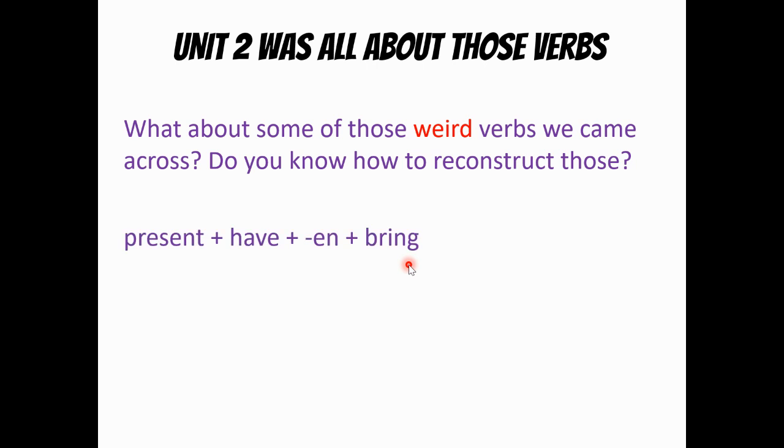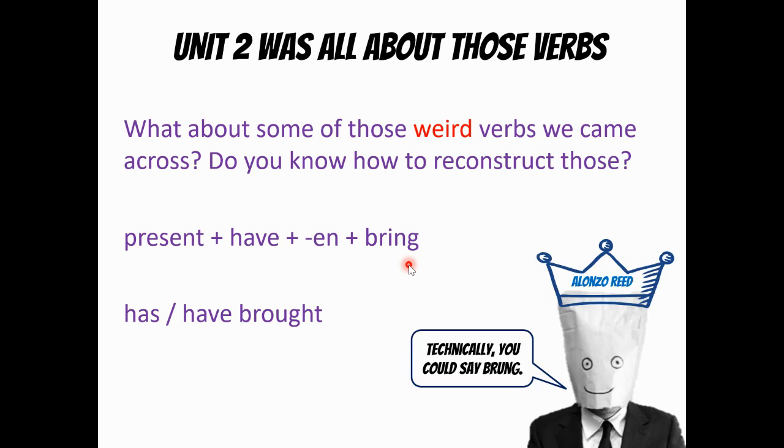Present of have plus en plus bring would be the has or have, and then the en of bring should be brought. But if you want to say brung, technically you would be right. We talked about in the very first unit that the word brung is actually correct. We just don't use it anymore. And that was the difference between grammar 1, 2, and 3, that it's a word that really you could use, but we just don't for sort of linguistic etiquette or socially linguistic etiquette. But you could say brung.